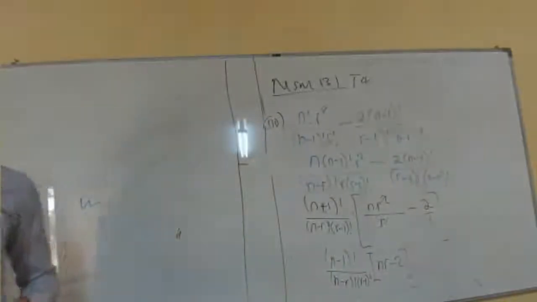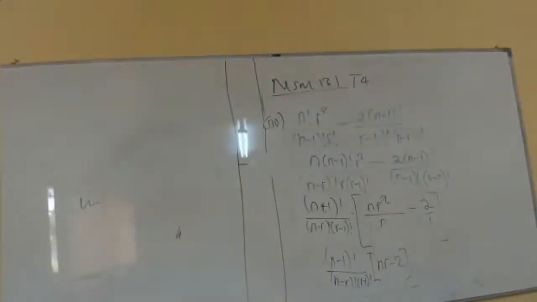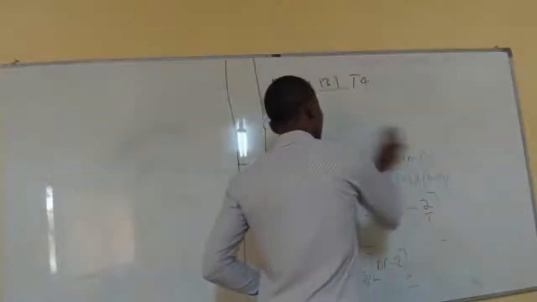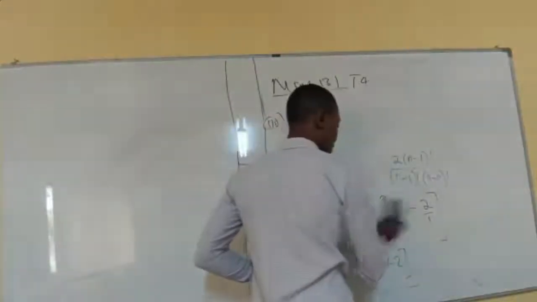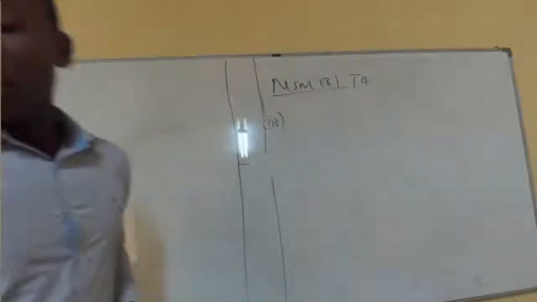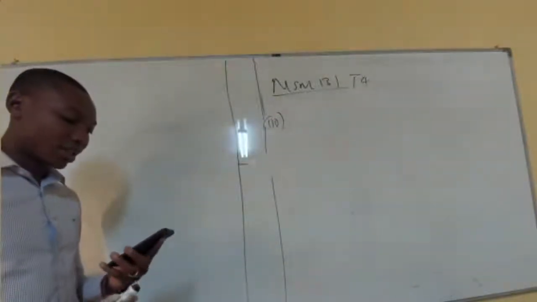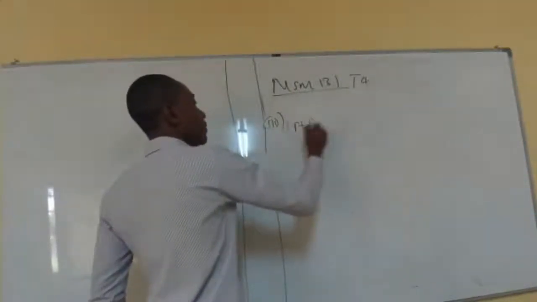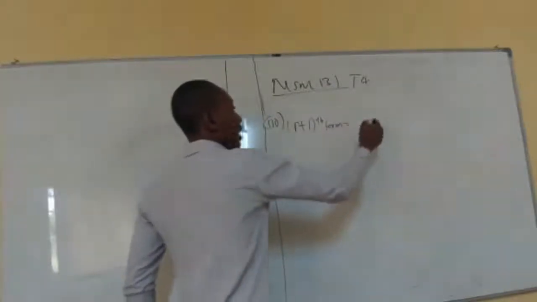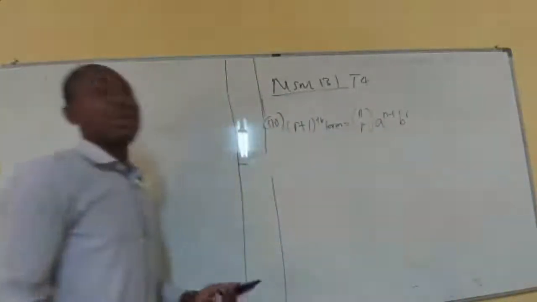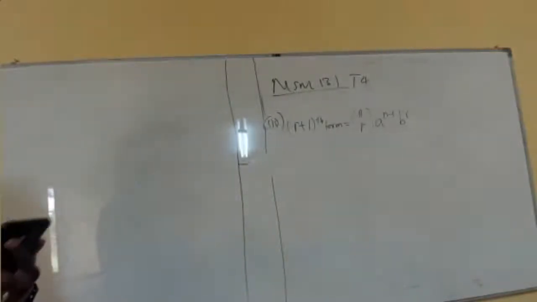So how do we find the term that is independent of x? To find the term independent of x in this expansion, we'll use the general formula for the r plus 1th term, which is found as n choose r, a to the power n minus r, b to the power r.